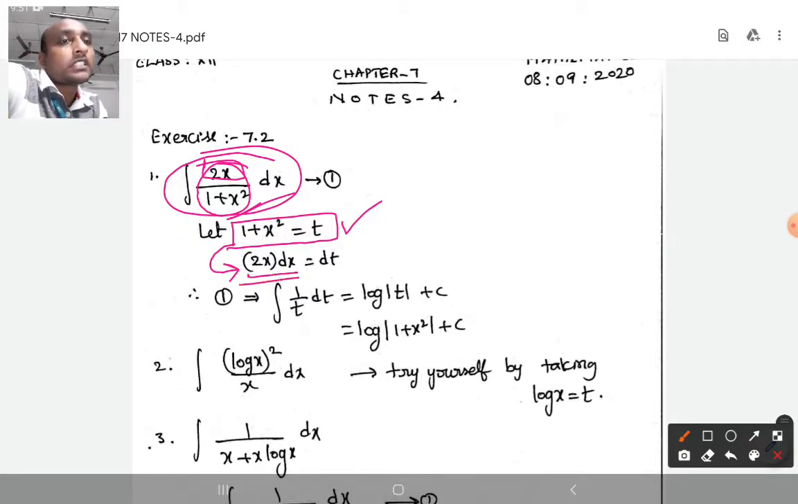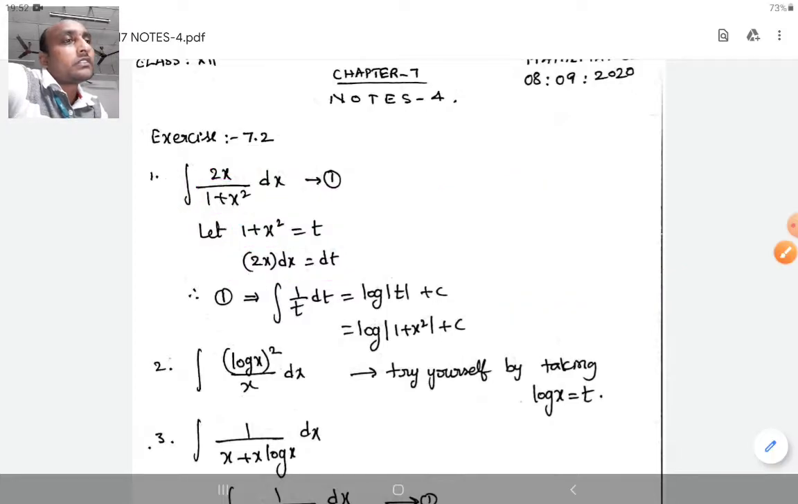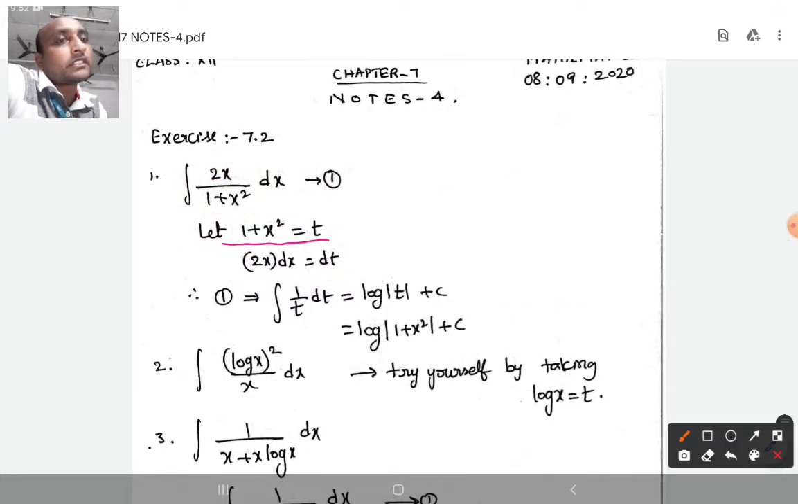So 2x into dx is equal to dt. How has this come? Because I took 1 plus x square is equal to t, I get 2x is equal to dt by dx. The dx on the right side you bring to the left side, then 2x into dx is equal to dt. Like that you can do it. So you can directly write that 1 plus x square is equal to t, applying the substitution method here, so 2x into dx is equal to dt. So the first question leads to this.